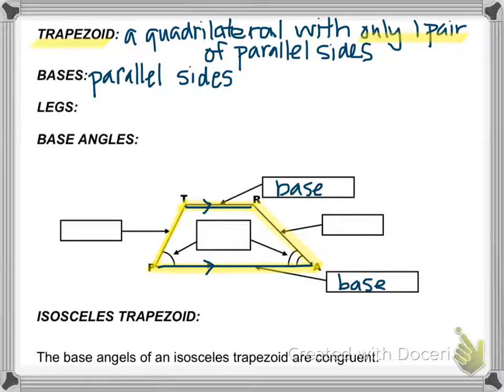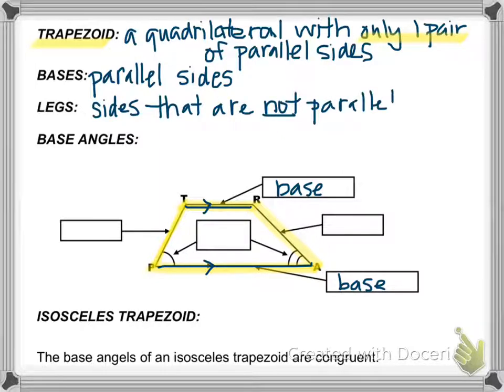Which leads us to the legs. The legs are the sides that are not parallel. So that's this guy and this guy, the two slanted sides. Okay, so we've got two bases, they're parallel, and two legs, they're not parallel.